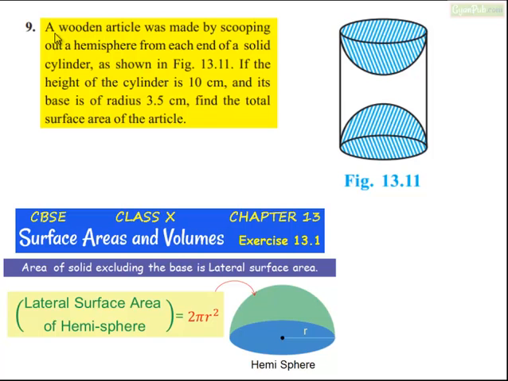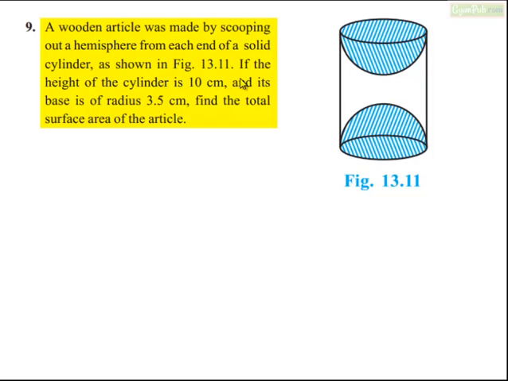Now coming to the ninth question. A wooden article was made by scooping out a hemisphere from each end of the solid cylinder as shown in figure. If the height of the cylinder is 10 centimeters and its base of radius 3.5 centimeters, find the total surface area of the article. Now coming to the solution.